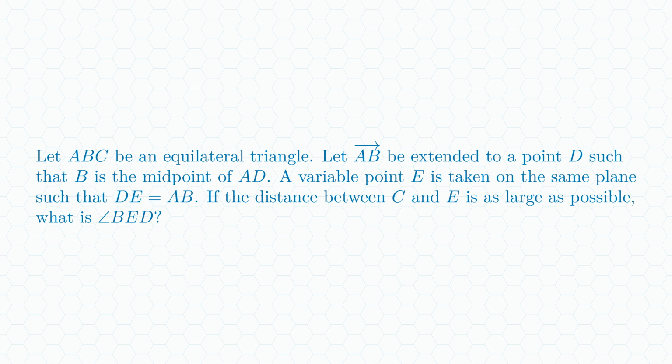Hello. Let's answer this problem from the 10th Philippine Mathematical Olympiad, which is part of the IMO qualifiers program in the Philippines. For this problem, we are given an equilateral triangle ABC. We let the ray AB be extended to a point D such that B is the midpoint of AD. A variable point E is taken on the same plane such that DE is equal to AB. If the distance between C and E is as large as possible, what is the measure of the angle BED?